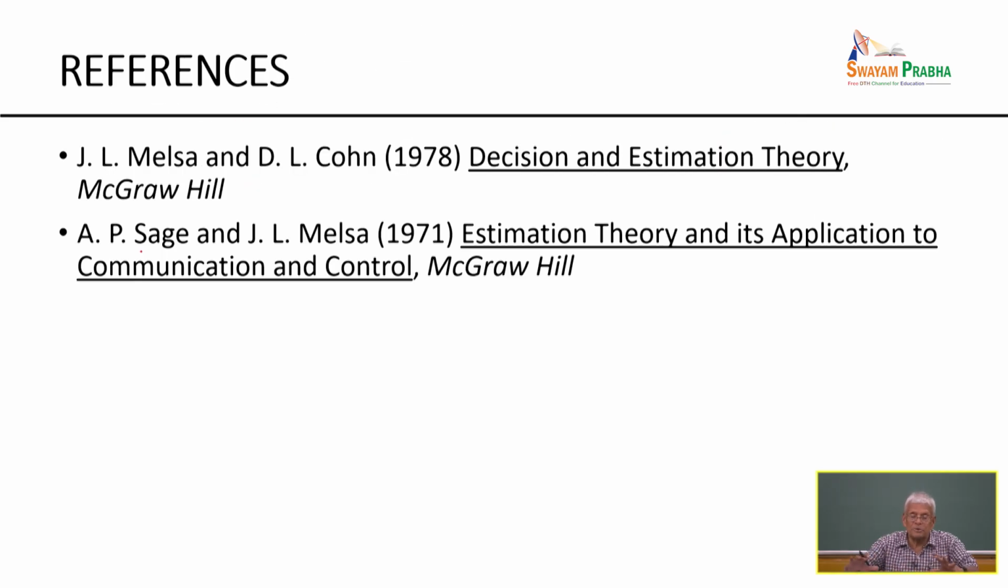With that, I come to the end of the first introduction. There are a couple of very good books I follow. Meltzer and Cohen, Decision and Estimation Theory, McGraw-Hill, 1978, is a very beautiful, thin book, less than 200 pages. It's a very succinct introduction to basic estimation theory. It's written largely for electrical engineers, but it describes estimation theory very beautifully.